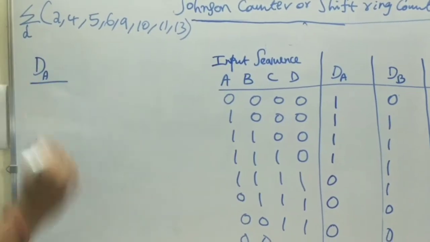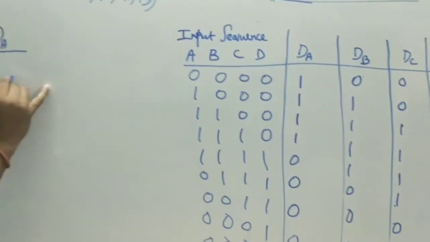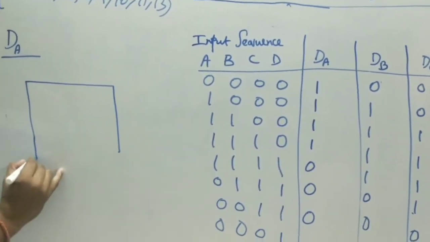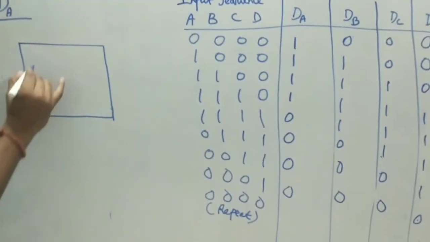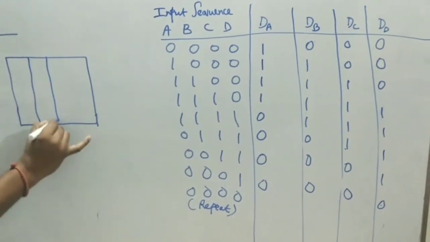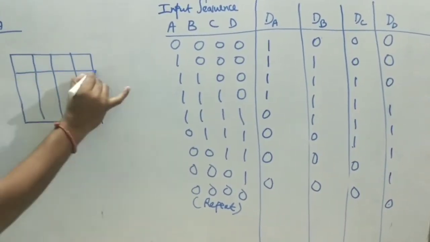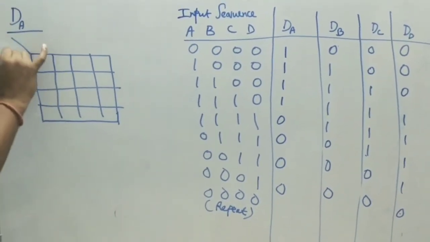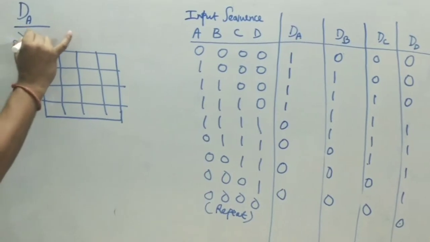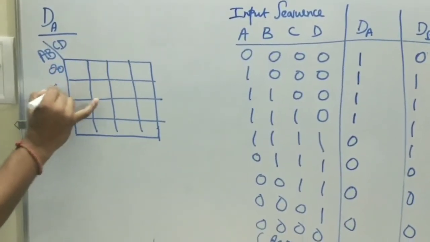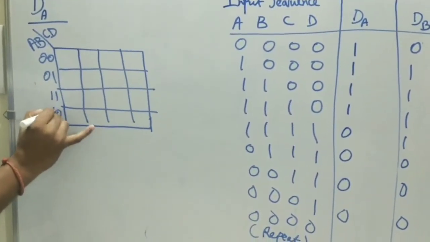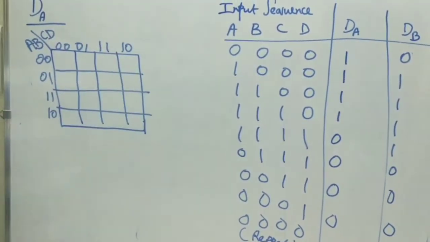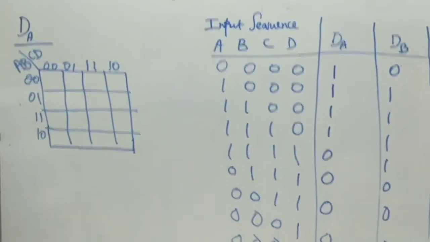Obviously, we are going to construct a 4-variable map, with AB along one axis and CD along the other, labeled 00, 01, 11, 10 on each. Now we'll look at the others.